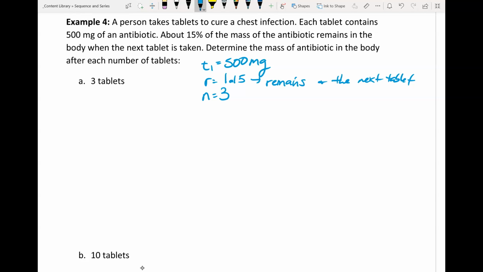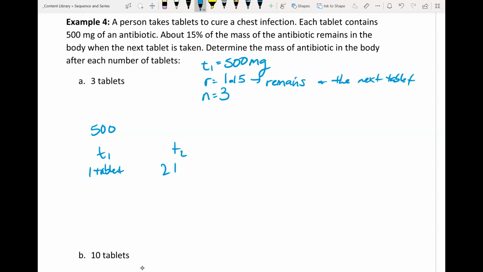So because they're asking us to find the mass of the antibiotic in the body, we're not looking for the sum or the total of this entire series. So I'm looking for the sequence. It's particularly 1 tablet, 2 tablets, and 3 tablets. So I'm looking for T1, T2, and T3. So we know what T1 is. T1 is 500, and this would be 1 tablet.